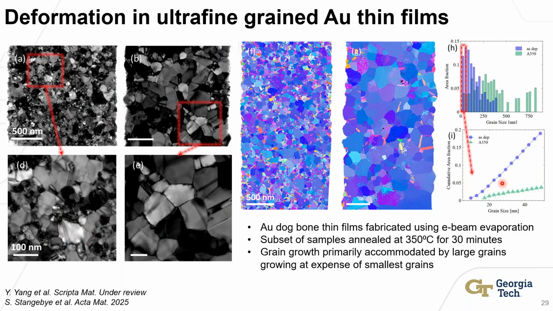Here we just have quantitative plots of the grain size distribution. I'll just point your attention to the small grain size regime, where we see in the as deposited state, we have a significant population of these sub 40 nanometer grains. When we anneal the thin films, we almost completely eliminate these sub 40 nanometer grains, and we're just left with more of these ultrafine grain materials.